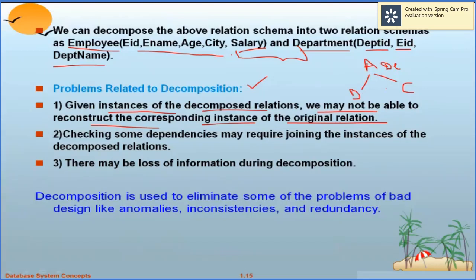Now when you join these two tables back, there may not be a scenario where you get your original table A. What should happen exactly? If I join the split tables, then obviously I should be getting my original table back, isn't it? But there's a chance of missing out certain attributes, which may not lead to my original table. This is one main problem you face in the decomposition process.